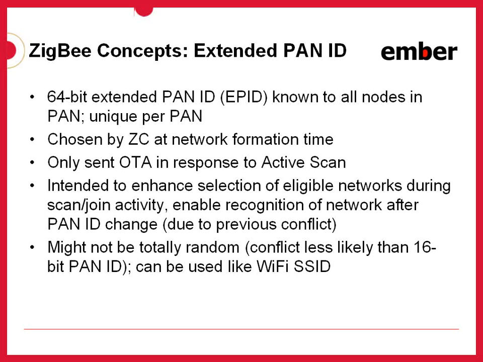It's also chosen by the coordinator during network formation. It's only sent over the air during what's called an active scan when nodes are soliciting the network for devices in the area. And it's also a useful factor in allowing you to select a network. So if you are on the other side of the story and you're trying to come into a network rather than form one, you might wonder, how do I tell which networks are available?